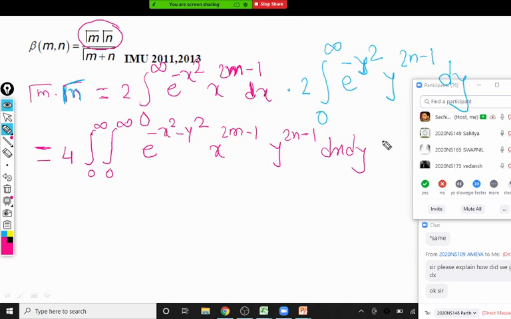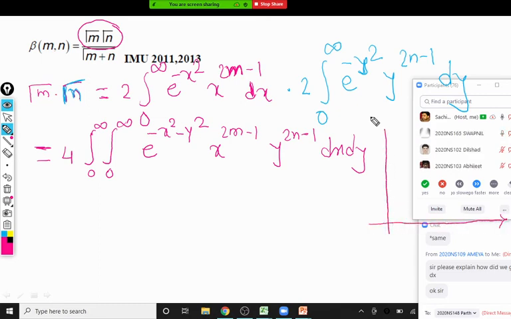0 to pi by 2, to 1 and 0 to pi by 2. Okay, 0 to 1 and 0 to pi by 2, and that's again good. Not 0 to 1. 0 to 1 is not correct. If you observe the region of integration, 0 to minus 1 is not correct, 0 to r is not correct.